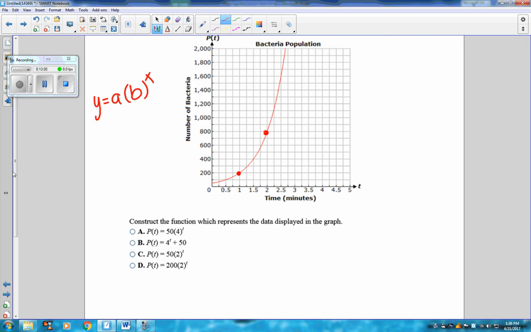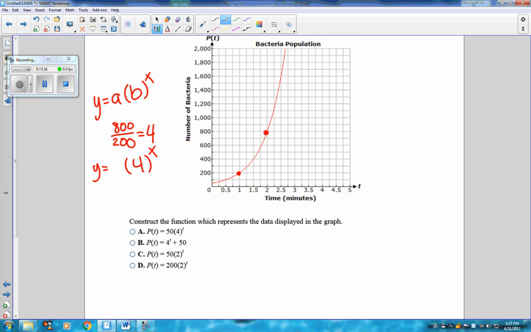Remember, when we're finding the common ratio, we have to take my second y value, which in this case is 800, divide by the previous number, which is 200. 800 divided by 200 gives me 4. So I'm going to plug in 4 for b. So I'm going to have y equals 4 to the x power.